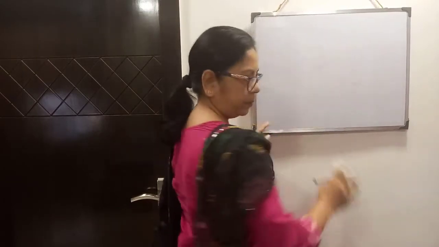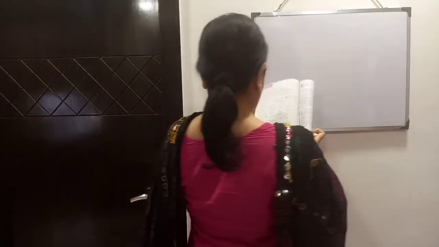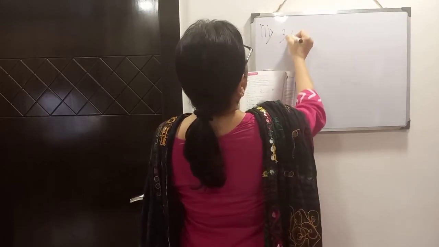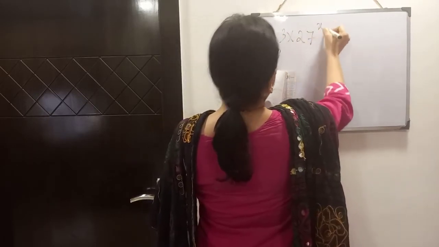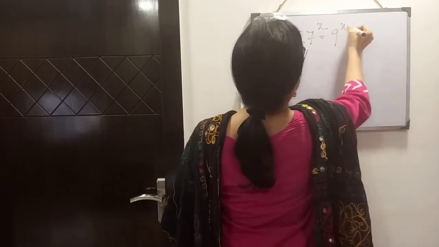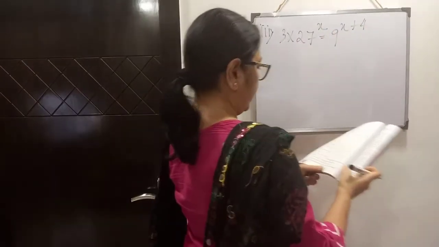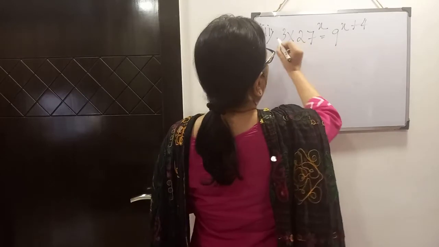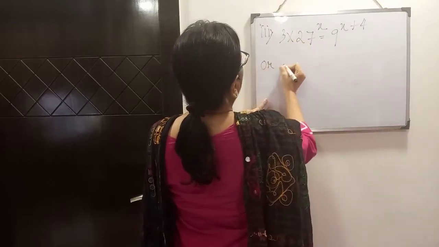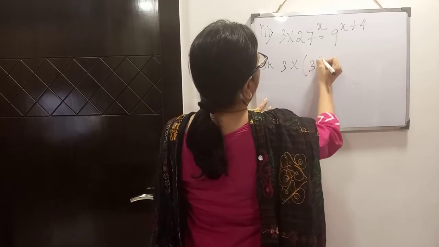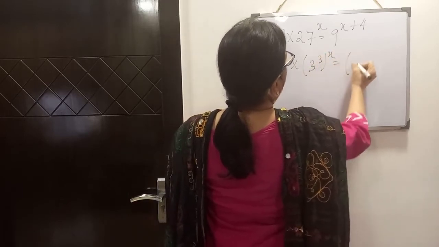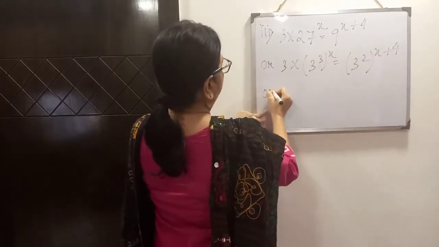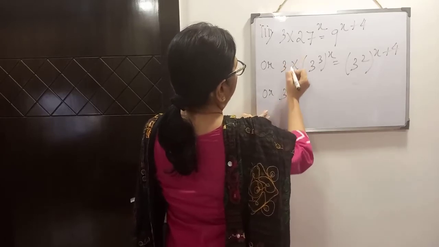Number 3. 3 into 27 to the power x equals 9 to the power x plus 4. Then calculate the value of x. Clear? Now here 27 and 9 are multiples of 3. So in terms of 3 we write 27 means 3 cube and 9 means 3 square. Now open the bracket.